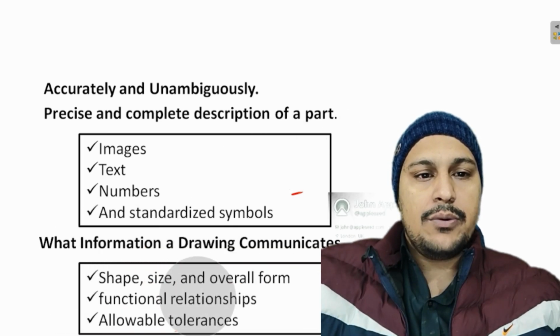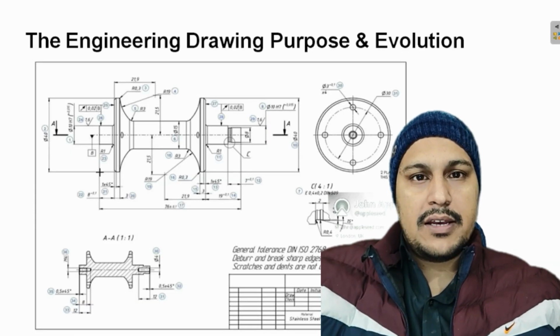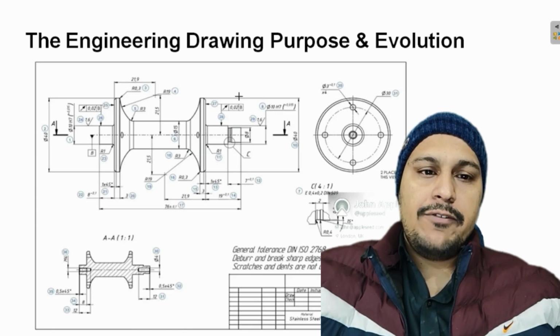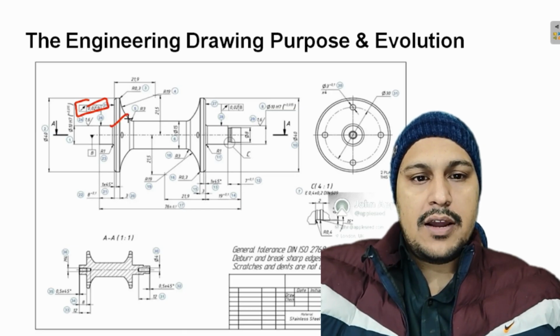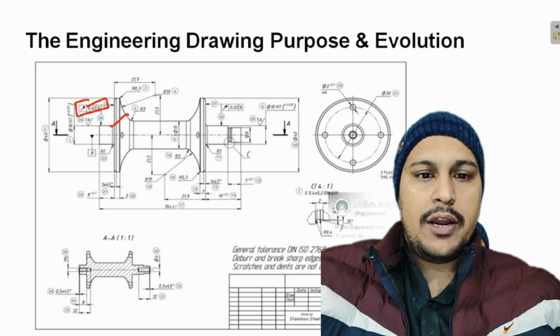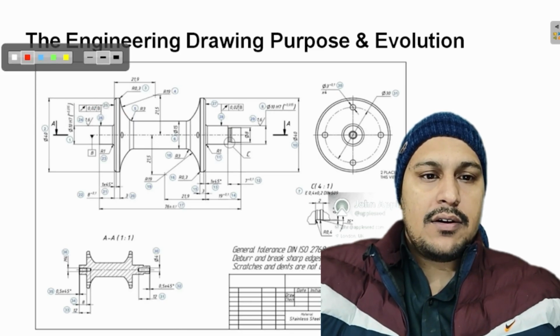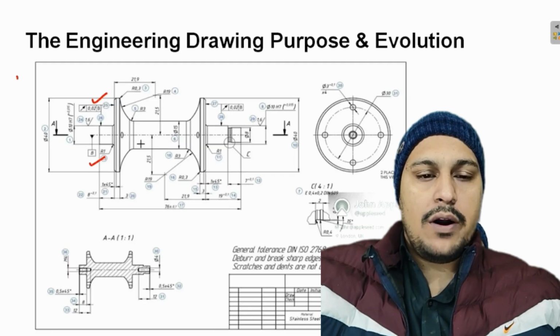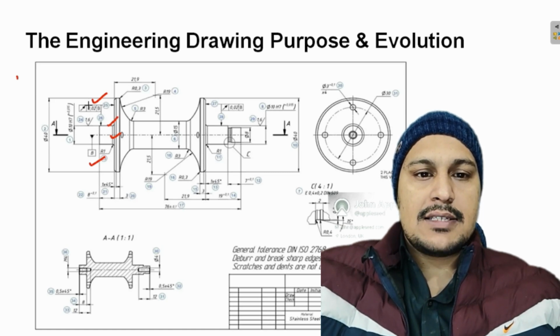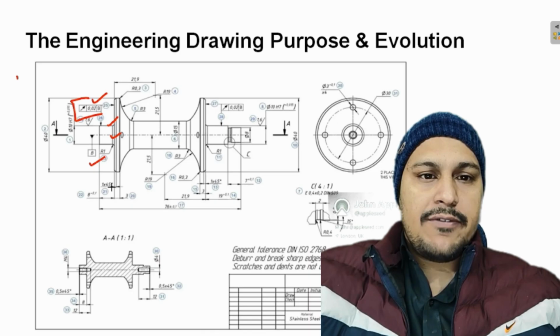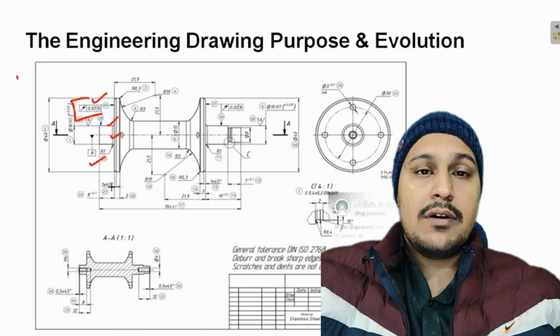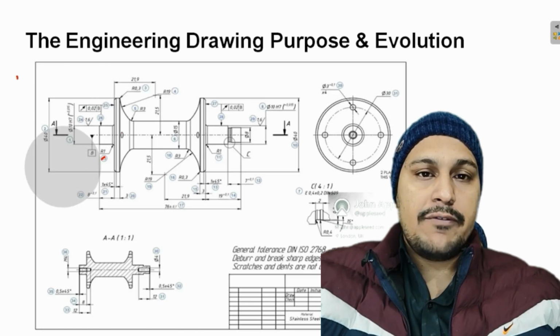What are these? Let me show you guys. The first thing is the functional relationship between the features that we have discussed. We have this runout specified here on this surface, and here datum B is given. Datum B is the axis of this part. So there is a functional relationship between this axis and this outer surface on which this runout has been specified. Basically, the drawing also gives the functional relationship between the features in the form of GD&T.